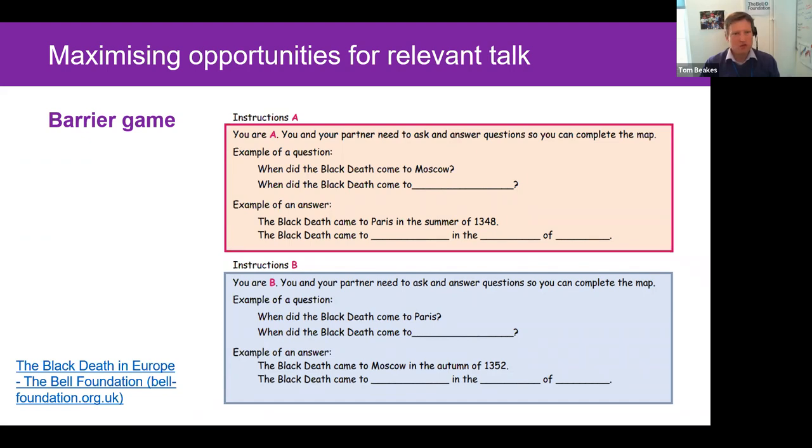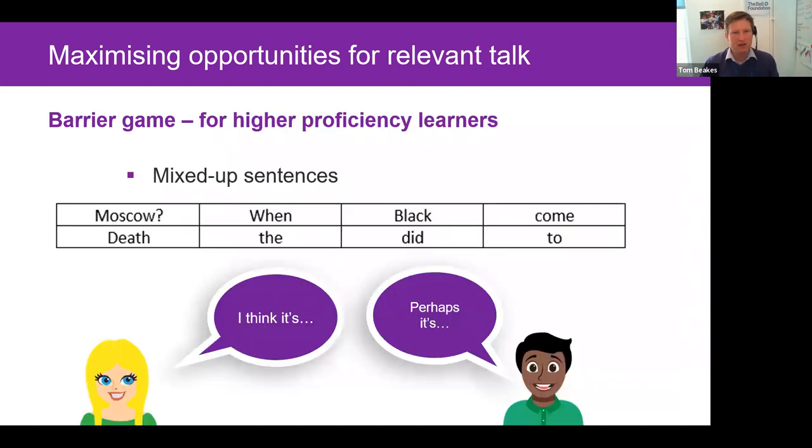Okay. So I'm going to just give you a couple of examples. Now, these aren't necessarily the only ways to do this, but one thing that I think is useful, especially where there are questions involved, is to provide the questions, but mix up the word order. So for example, you might provide the students with a model question like this. And then the students have to work in, again, small pairs or as individuals, depending on what you want. And they assemble the question from the words.